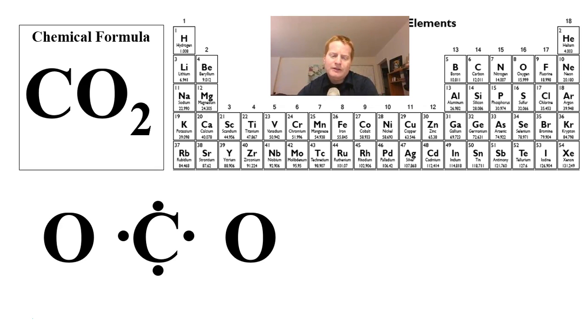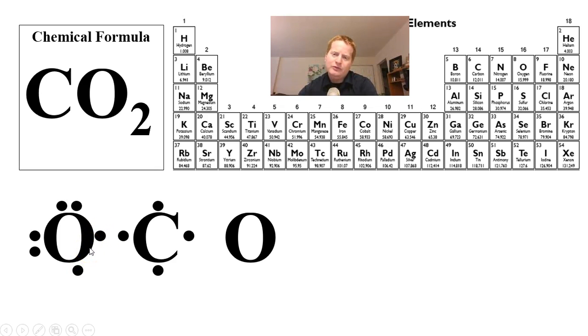If we check oxygen, oxygen has 6 valence electrons, so 1, 2, 3, 4, 5, 6. But notice that doesn't mean it can make 6 bonds. These 2 electrons are already married and happy, and these 2 are already married and happy as well, so they can't make bonds. So each oxygen, even though it has only 6 valence, can only make 2 bonds.